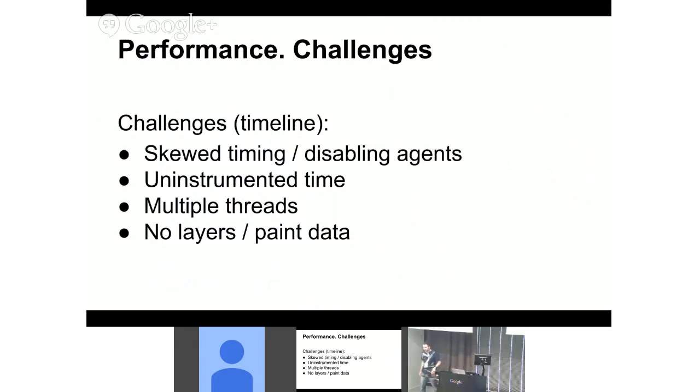So our challenges. Our challenges on the performance front is that we skew timing, and we have a lot of uninstrumented time. We have a lot of white gaps in what's going on. And that's basically where we need your help. And that's also multiple threads. Timeline was originally created for tracking asynchronous time in page. Page was single-threaded, no longer the case. Paint data, rendering, also no data to show the user yet. So there's a nice visualization of that.